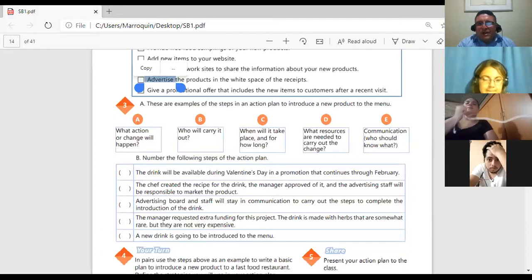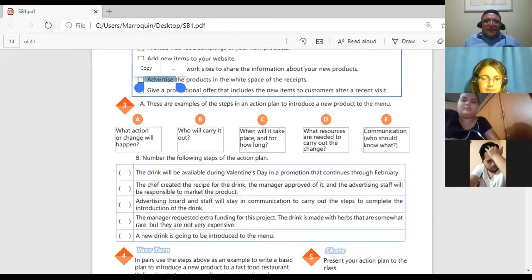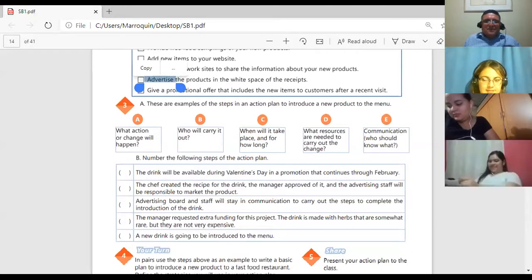Parenthesis number three. Another volunteer? Advertising board and staff will stay in communication to carry out the steps to complete the introduction of the drink. Okay, another volunteer.